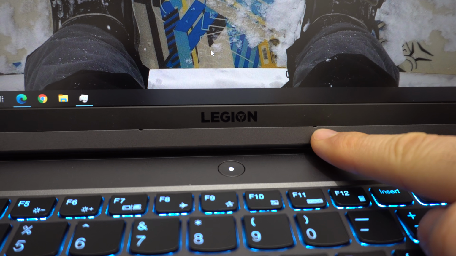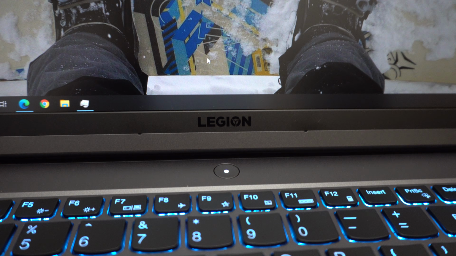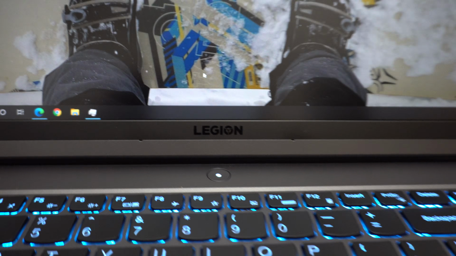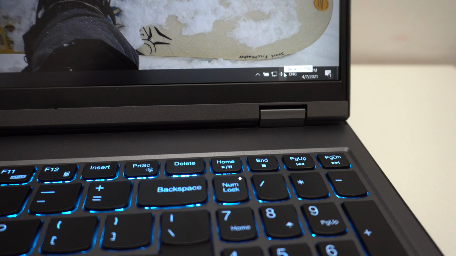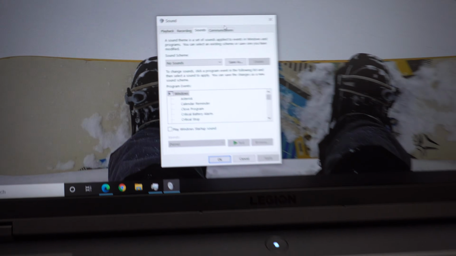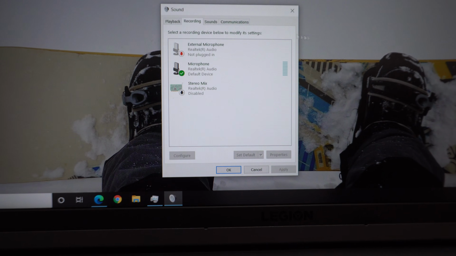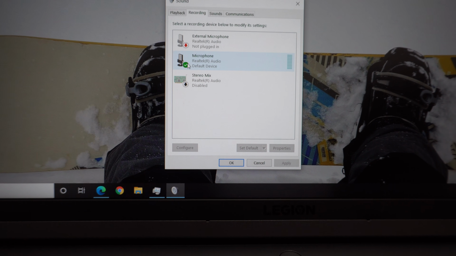There, that tiny opening, that's a microphone, and the other one there on the left side. So those two are the microphones. If we go here to the speaker, right click on the speaker and go to sounds, let's go to recording, and here in the center we have a microphone and it's the default one.